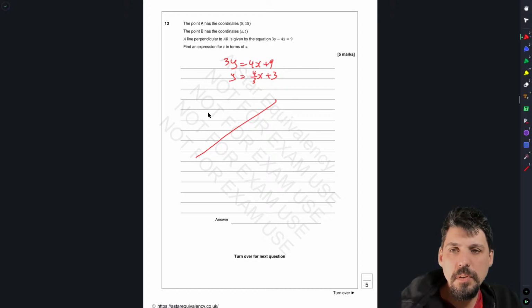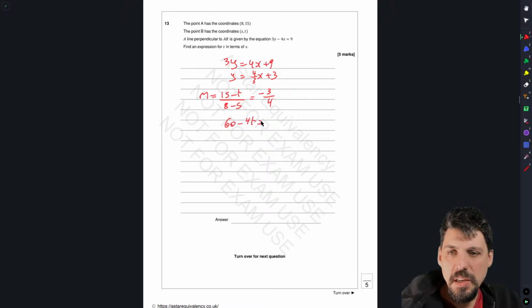So, fair enough. That line there is perpendicular to AB. So that means the gradient of AB, which is 15 minus t over 8 minus s, is equal to minus 3/4, because it needs to be perpendicular to that.